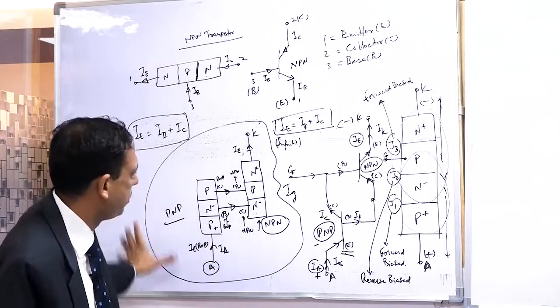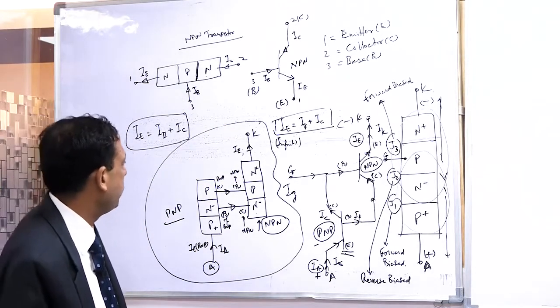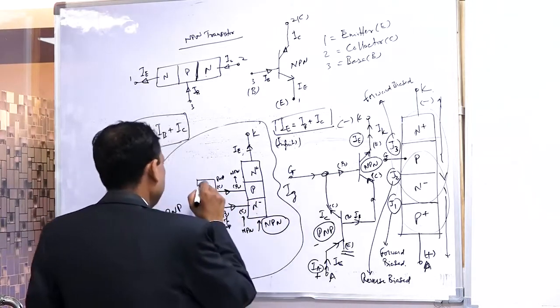So this is the transistorized model of a thyristor. Now where is the gate connected? The gate is connected here. The gate is connected here.